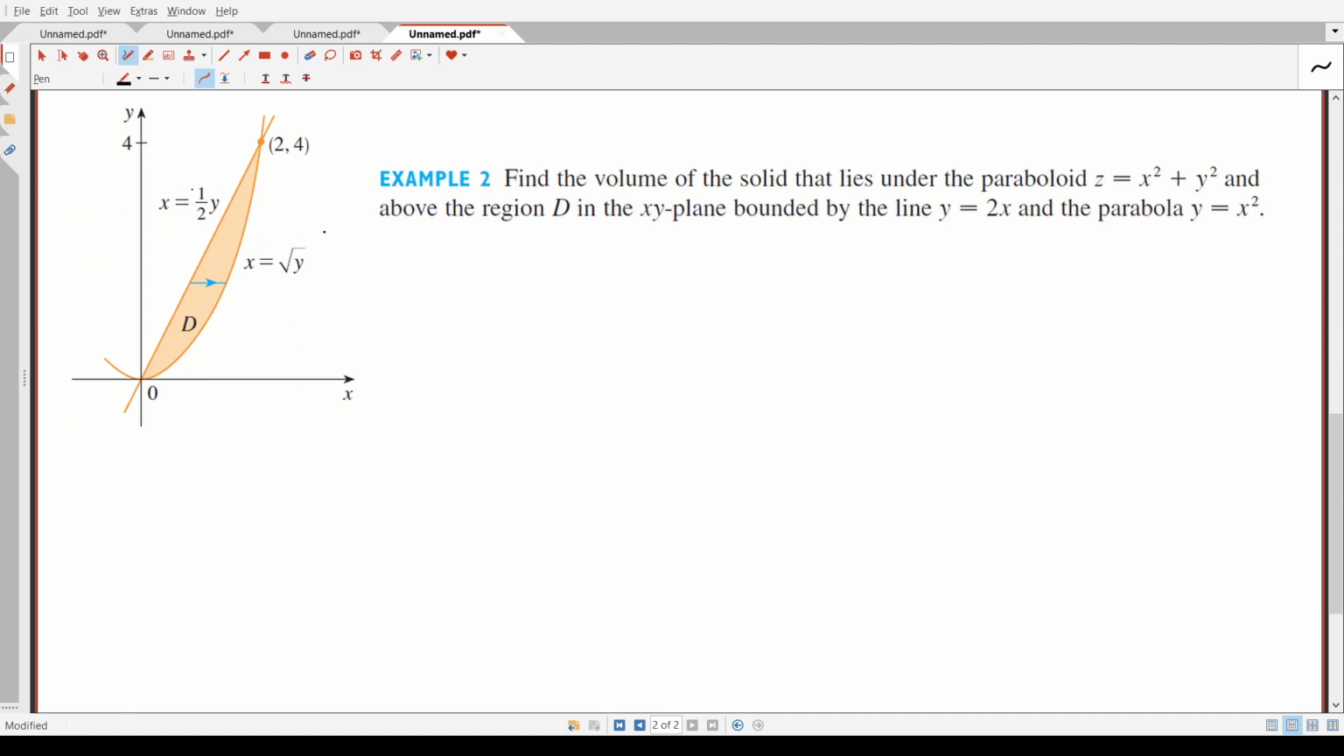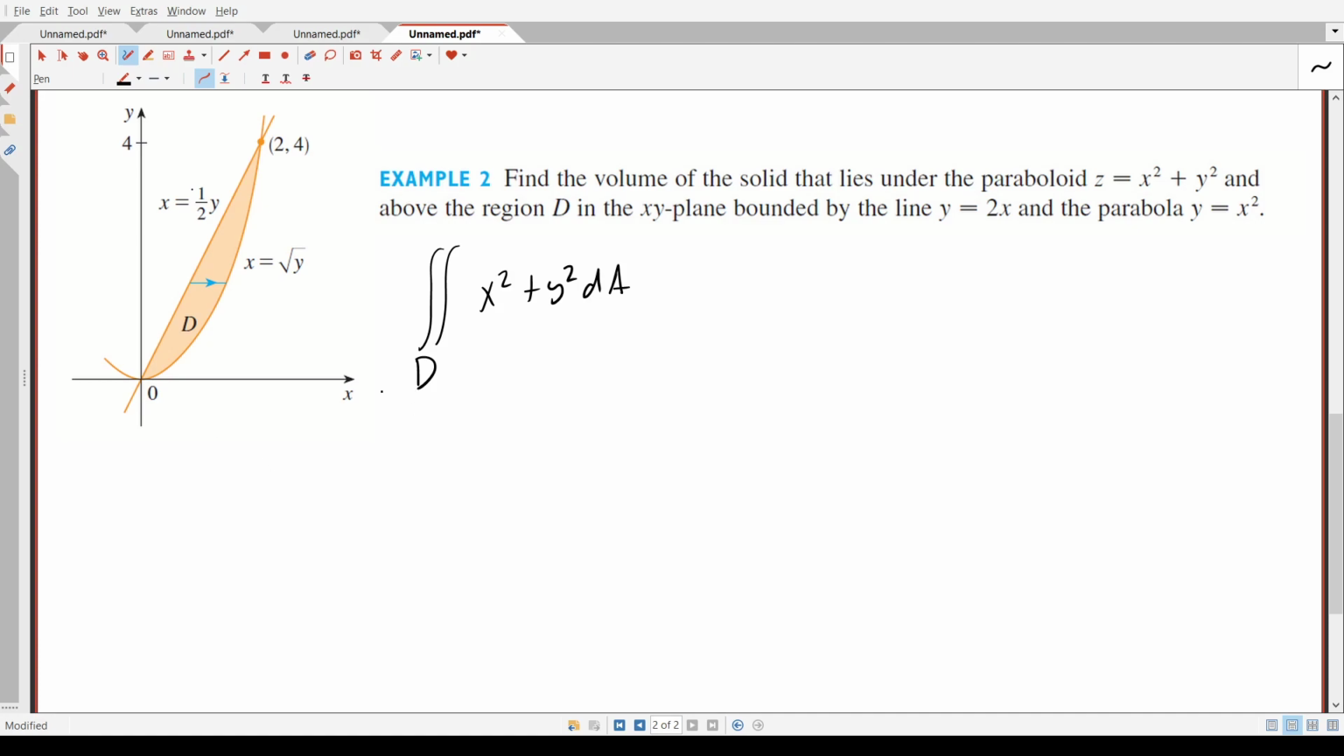Okay, so this one: find the volume of the solid that lies under the paraboloid z equals x squared plus y squared. So this is what we're integrating, right? This is the function that we're integrating, x squared plus y squared dA over some region. And above the region D in the xy plane, bounded by the line y equals 2x and y equals x squared. Okay, so they went ahead and plotted this for us.